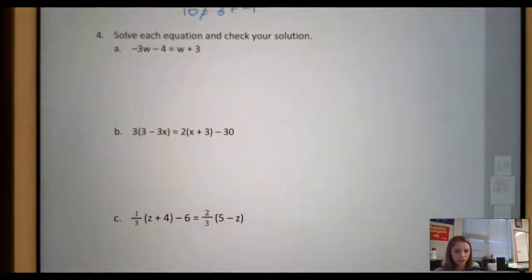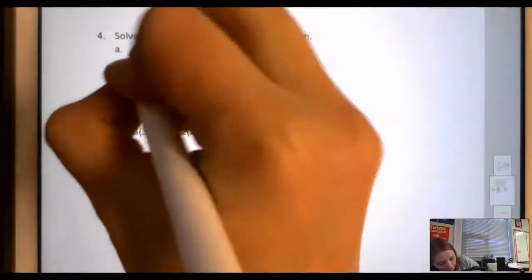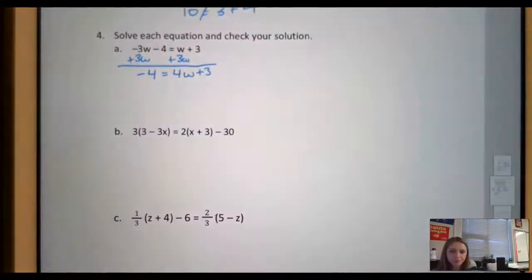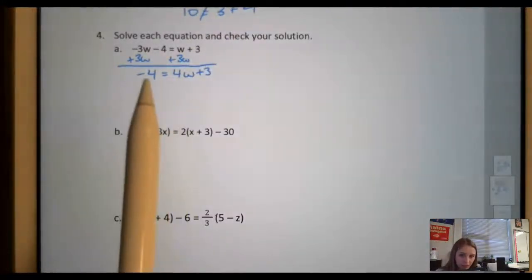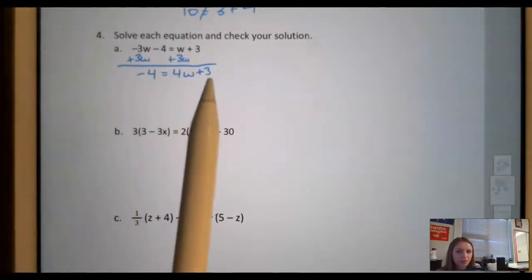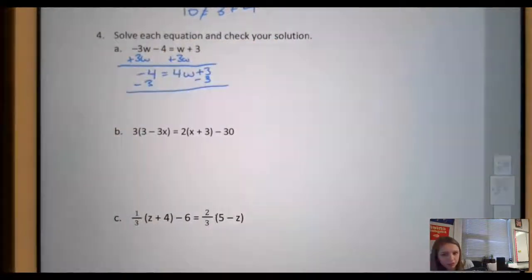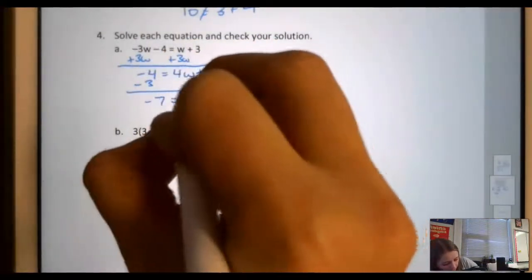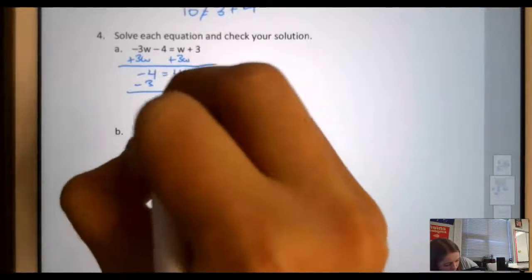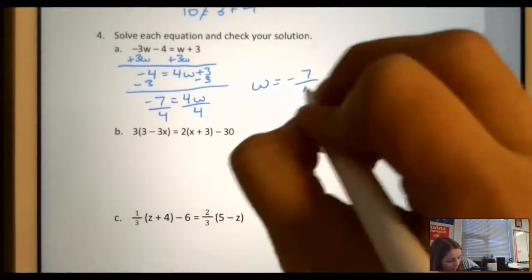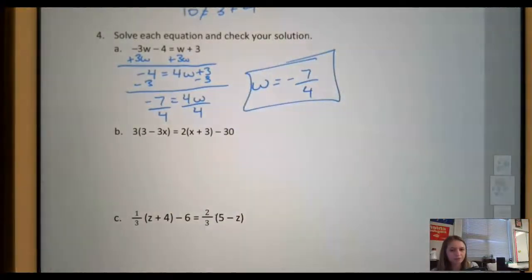Okay, now we're going to solve some equations. So I'm going to add 3w to both sides, so then my variable is positive. So now I have negative 4 equals 4w plus 3. Now which one is my like term to my term by itself? Well, it's going to be 3. So I need to do the opposite of addition. So I'm going to subtract 3 from both sides. I get negative 7 equals 4w. Divide both sides by 4 to get w by itself, and we have negative 7 over 4 as our answer.